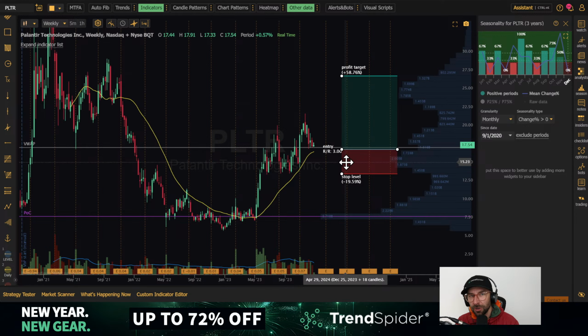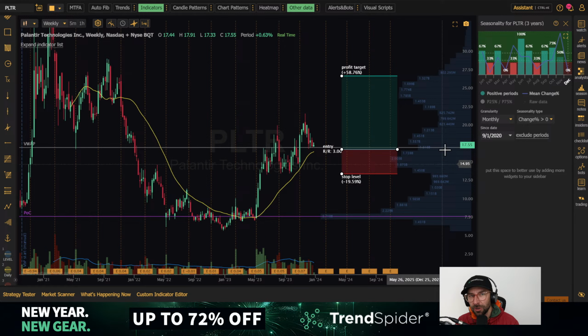How long do I think it can make it to $27? This is a good question to ask yourself. If so, how long do I think it's going to take to get there? If you think it's going to get there very quickly, then you utilize maybe options or whatever. You utilize whatever, however you want to express that trade idea.